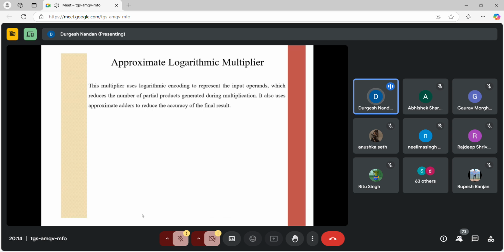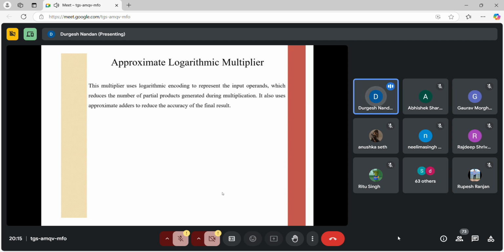What we do is, at first we take the numbers, convert them to binary, and take the log of those binary numbers. Then we add the two logs and take the anti-log of that. That way we get an output which is approximate, not exact. In many cases it comes out exact, in many cases it comes out approximate.